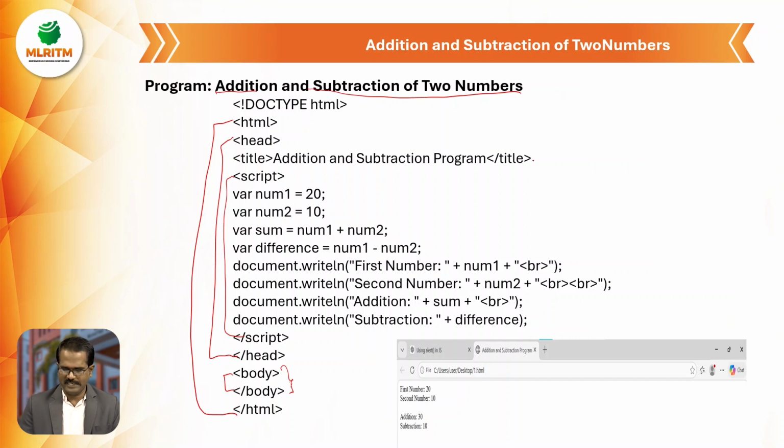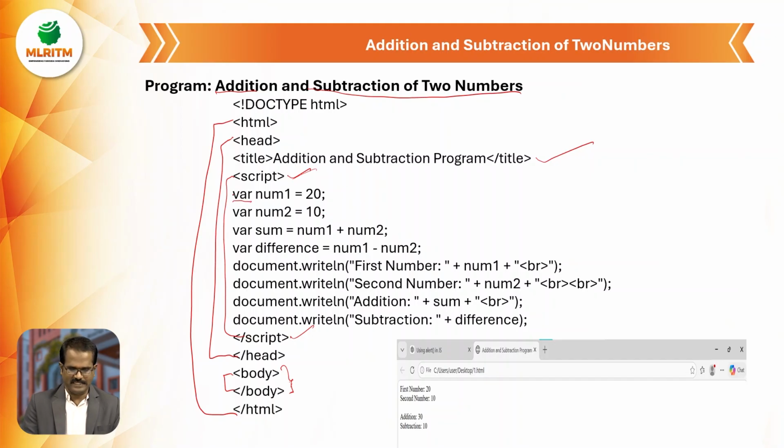In the header, first I wrote the title, which gives the title of the web page: Addition and subtraction program. Script. Here, this is the starting tag. This is the ending tag. Variable num1 equal to 20. Variable num2 equal to 10.